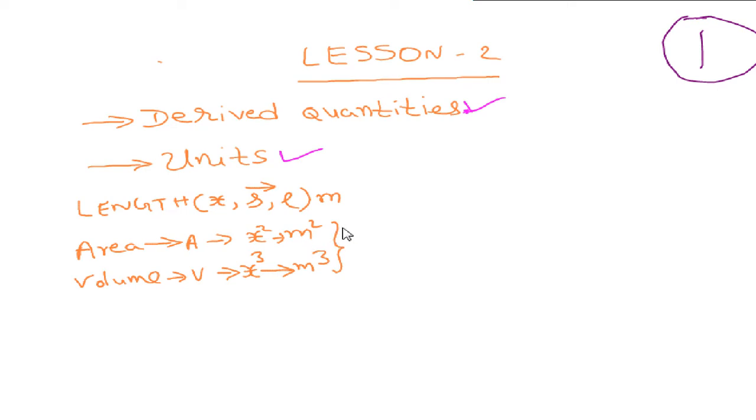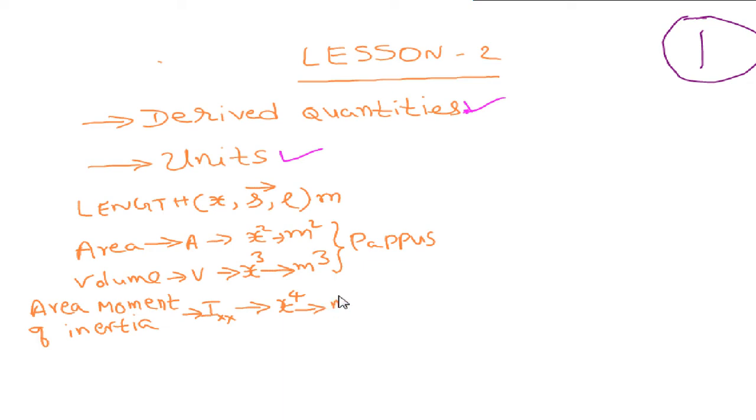These we already know, but we'll come back and see these when we try to compute areas and volumes of complex shapes using theorem of Pappus, sometimes when we deal with center of gravity, centroid and so on. Another quantity of interest to us is area moment of inertia, which we represent by symbol IXX or IYY and so on, which is proportional to x to the power of 4, and hence it has units meter to the power of 4.